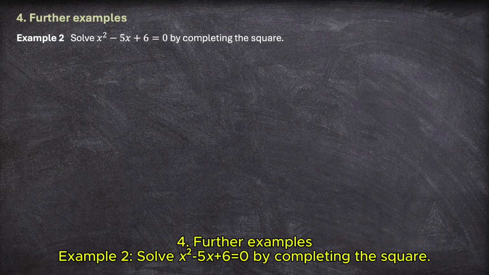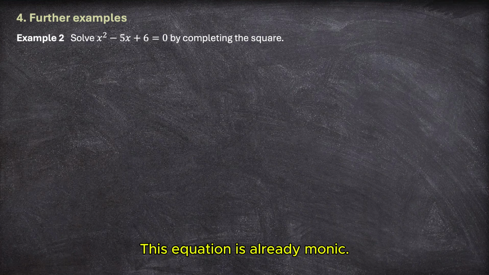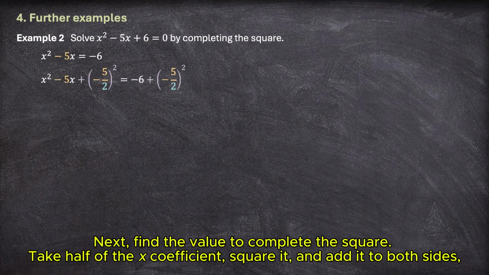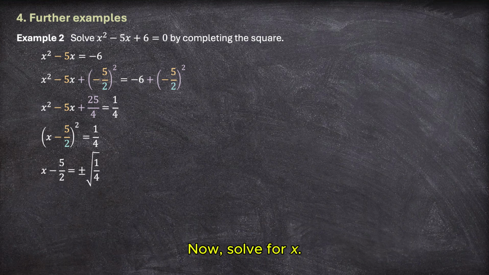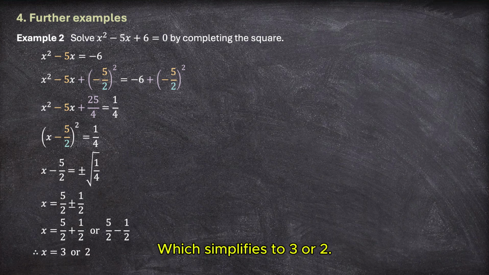For further examples, example 2, solve x squared minus 5x plus 6 equals 0 by completing the square. This equation is already monic. First, move 6 to the other side. Next, find the value to complete the square. Take half of the x coefficient, square it, and add it to both sides. Then, complete the square. Did you notice that the number inside the brackets after factoring is always half of the x coefficient? Now, solve for x. Which simplifies to 3 or 2.